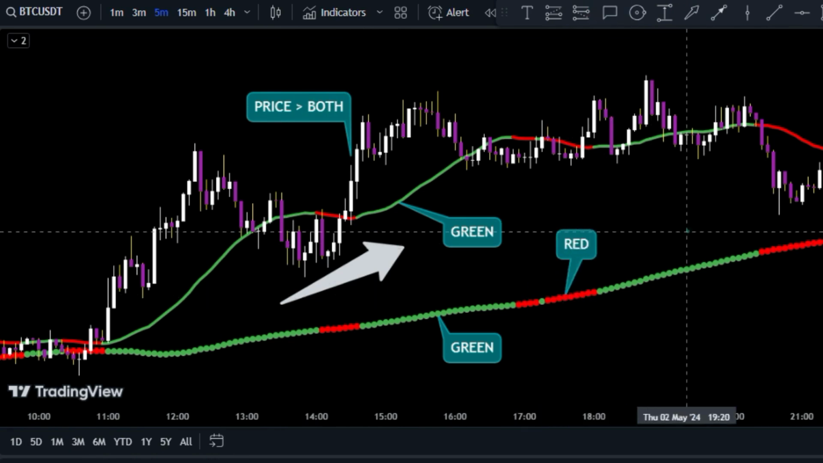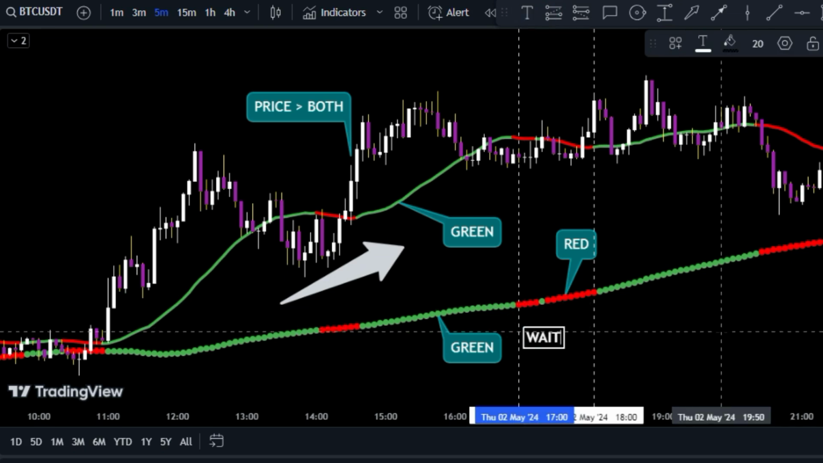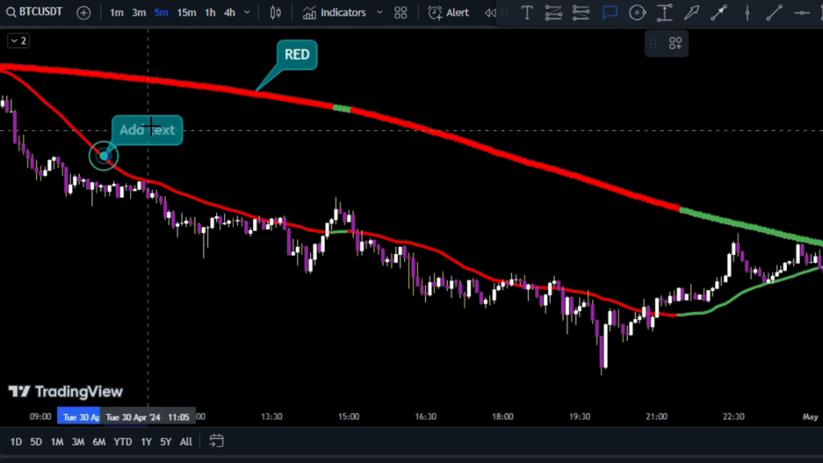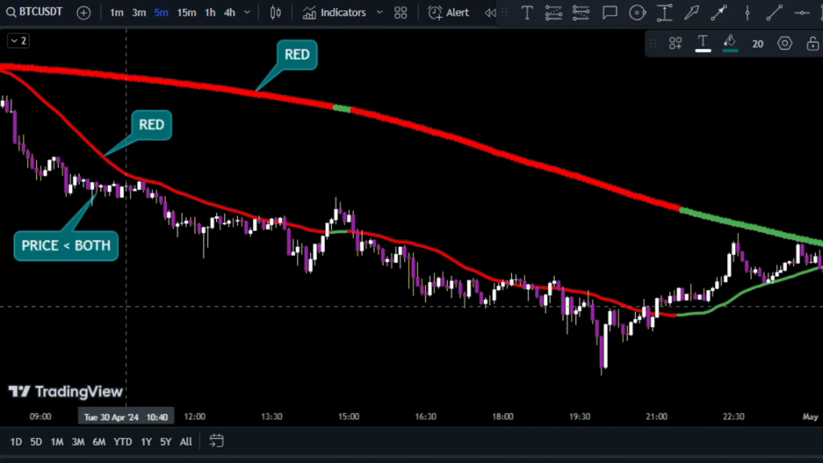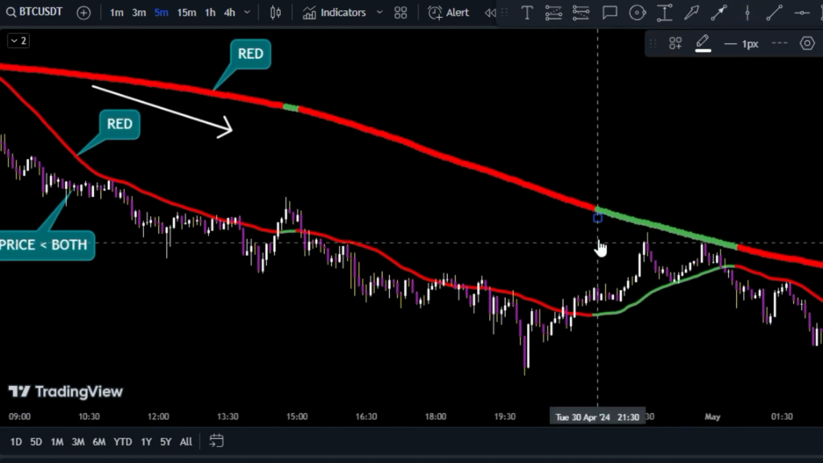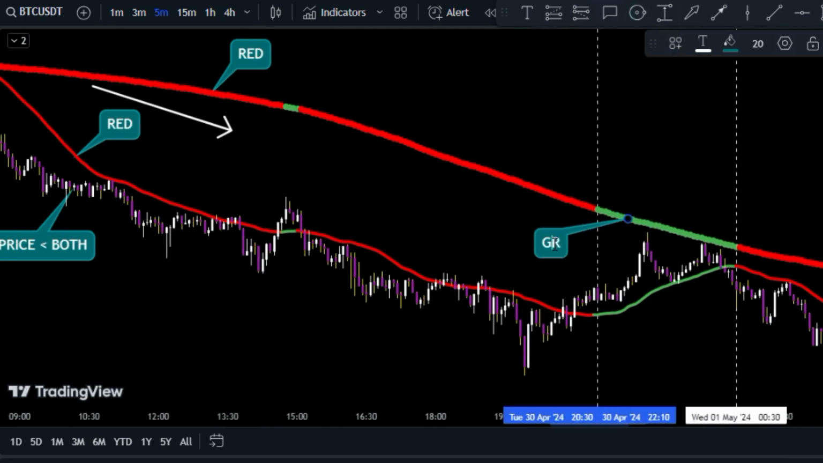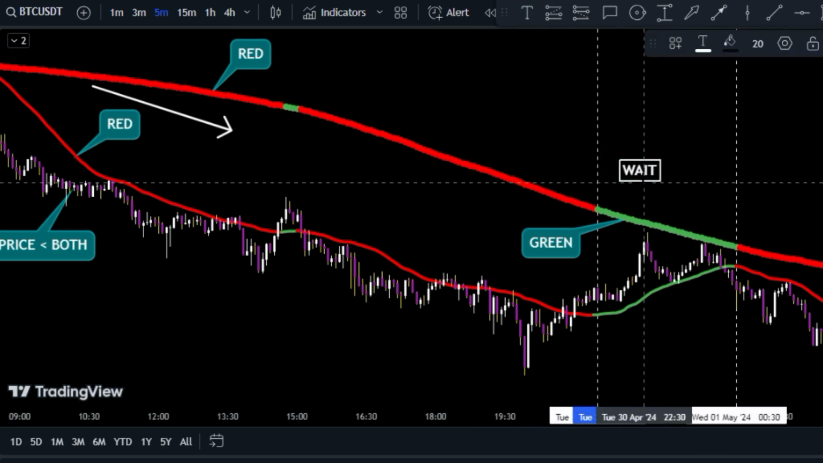But if the price is above the MA line and it turns red, wait for further market confirmation before entering a trade. And to identify a downtrend using the CM Ultimate indicator, ensure that the MA line is red and the dots are also red, and the price is below both the MA line and the dots. But if the price is below the MA line but it turns green, wait for further market confirmation before entering a trade.